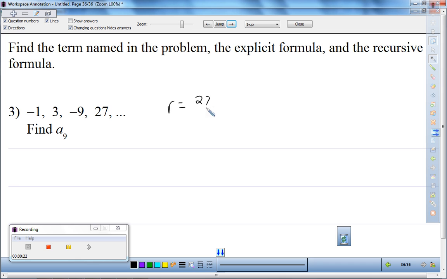So in this case, I'm going to take 27 and negative 9 and divide them. So I end up with negative 3. So that's our common ratio. We're going to find our explicit formula.